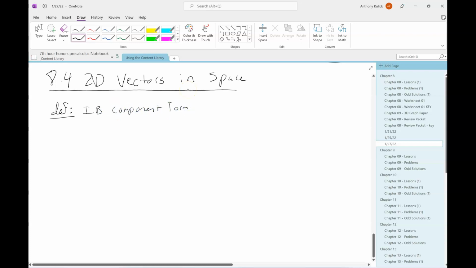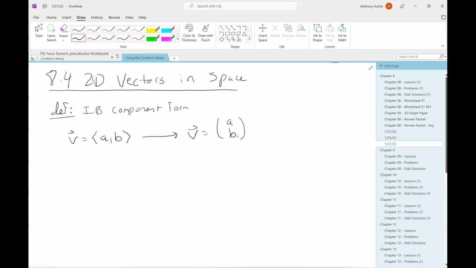So this is called IB component form in our textbook. Back when I did this stuff, we'd call this a column vector. So the vector in component form AB just turns into the column vector AB. We call it a column vector back in the day because it looks like a column.